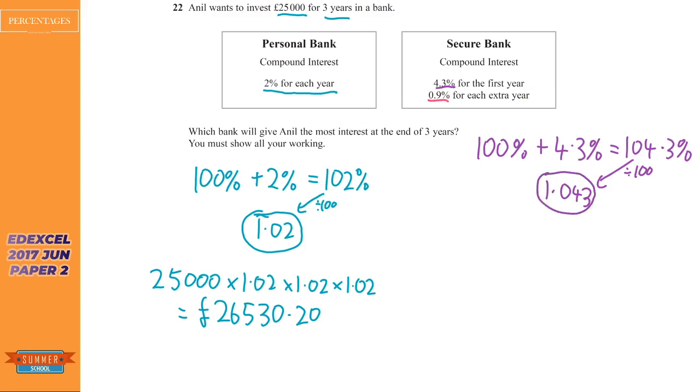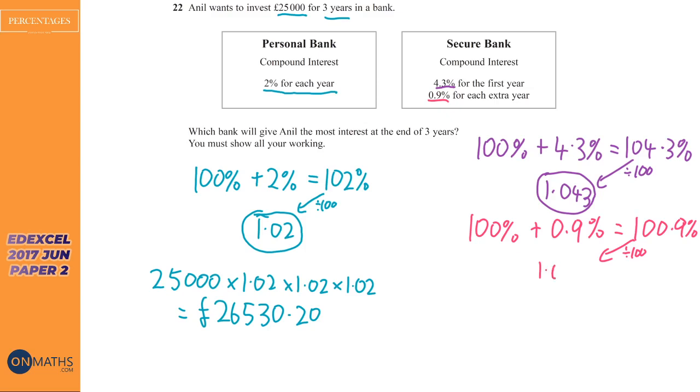Right. Now we go to this 0.9%. So 100% plus 0.9% equals 100.9%, isn't it? Find the multiplier, 1.009. There's my two multipliers.